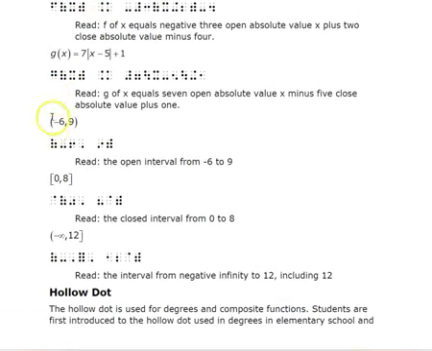Okay, so we've got other examples where we have the g of x, and we have absolute value number sentence inside of absolute value. We have a set or open interval from negative 6 to 9. It just uses the parentheses. Transcribe it just the way you see it.